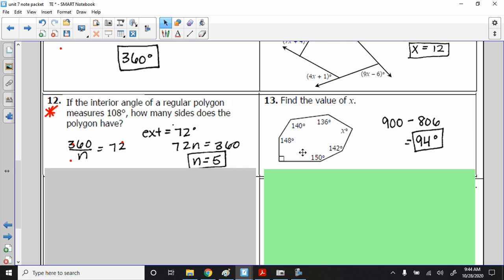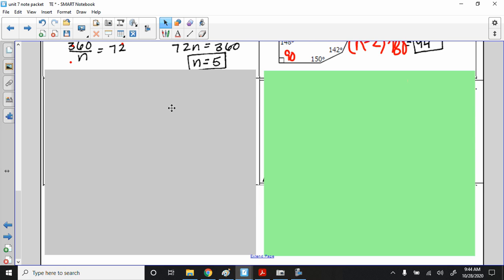Find the value of x. Well, this 900, how did I get that? Well, I counted number of sides. 1, 2, 3, 4, 5, 6, 7. I did my n minus 2 times 180 with the 7. Yeah, that's all you got to do. Use that every time. So I put the 7 in there. I got 900. I added all these up. And I hope you did not forget this 90 here. Added them all up to get 806, subtracted 806, this guy is 94.